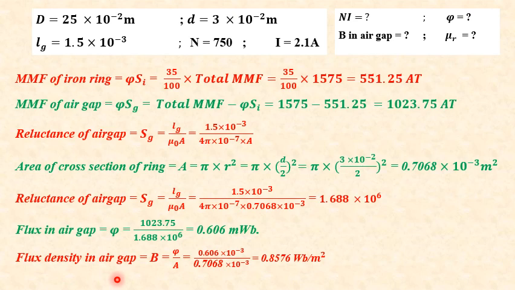Hence the flux density in the air gap is equal to flux by area of cross section, that is 0.606 into 10 raised to minus 3 divided by 0.7068 into 10 raised to minus 3, which is equal to 0.8576 Weber per meter square, or we can write it as 0.8576 Tesla.